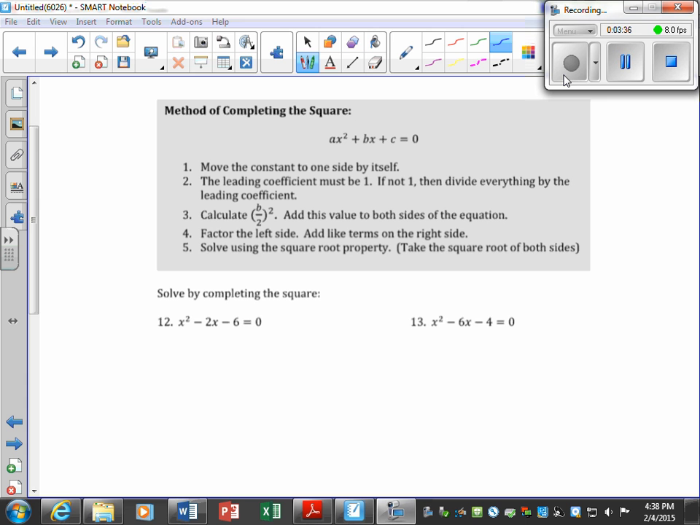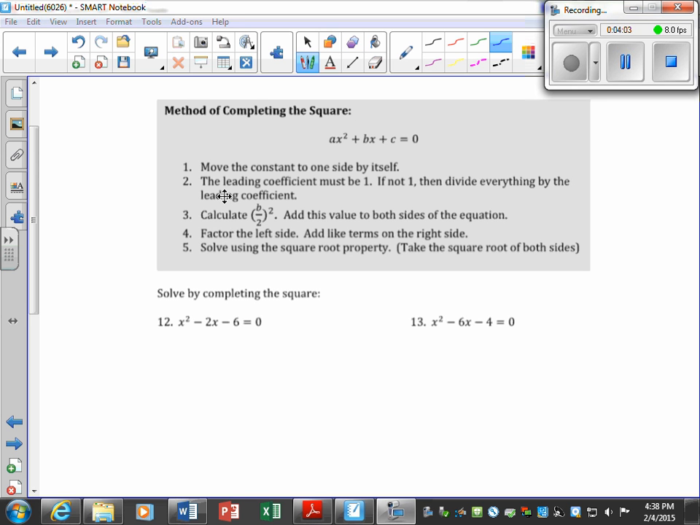The next method we're going to talk about is going to be the complete the square method. You can see we have our quadratic here equal to 0. The first thing we're going to do is move the constant to one side by itself. So we're going to move this c over here to the right. And we want our leading coefficient to be a 1. That means this a. If it's not a 1, then we need to divide everything in the problem by the leading coefficient and make that happen.